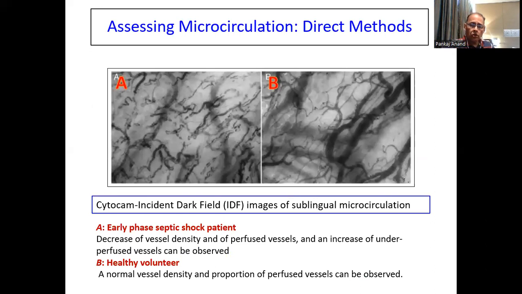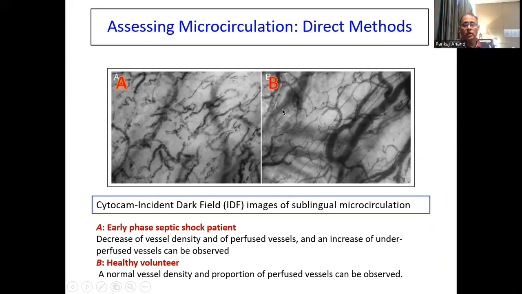Now, if you look at this photogram, this is, I think, the most interesting part of my presentation. You see picture A, which is an early phase septic shock patient. You can appreciate the decrease in vessel density and the perfused vessels, as well as an increase in the under perfused vessels. Can you see this? So this is a heterogeneous picture.